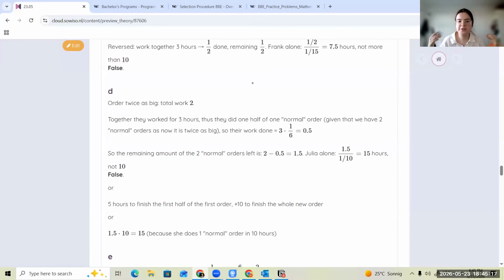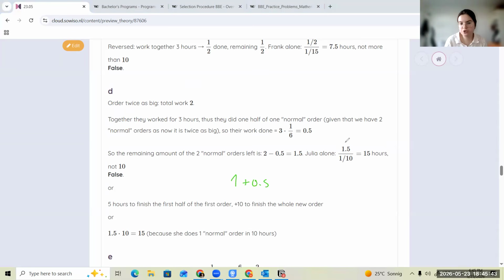So, order twice as big, there is a total work of two. So two jobs, basically, two orders. Together, they work for 3 hours. So they did half of the normal order, like 0.5 together. Therefore, they have one full order and 0.5 of the remaining order left to produce the two orders.